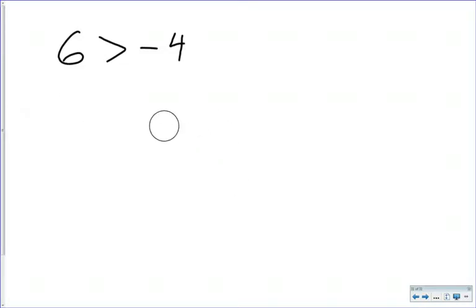Let's not add 1. Let's subtract 1 from both sides. We can do that. Subtract 1. Is it still true? What is it? It's 5 is greater than -5.